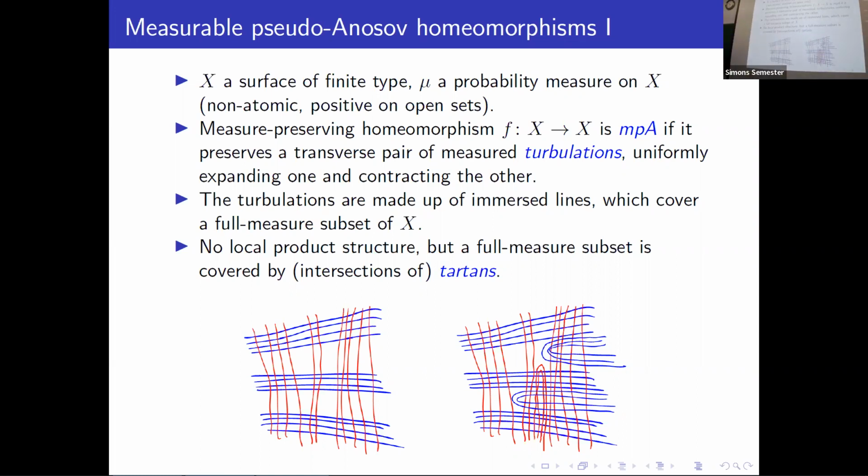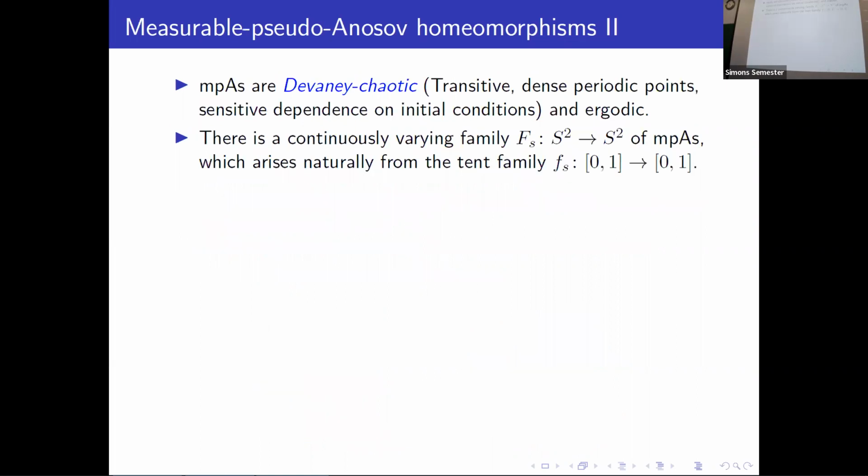Okay, so why would you do that? Whenever you come up with a new definition, there are two things that you want to be sure of. One is that your definition is strong enough that if I just tell you I've got a measurable pseudo-Anosov, you can prove something about its dynamics. And this definition is strong enough. Just from the definition, you can show that these things are transitive, have dense periodic points, and sensitive dependence on initial conditions. With some additional conditions, you can show that they're ergodic. So there's enough structure there to get your hands on the dynamics.